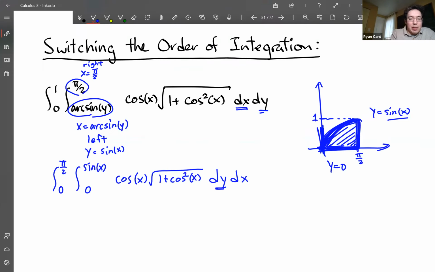All right, so how do we integrate this guy? Well, notice that the integrand doesn't depend on y at all. So this is just constant, right? So the antiderivative is the constant times y, and y is changing from 0 to sine x.